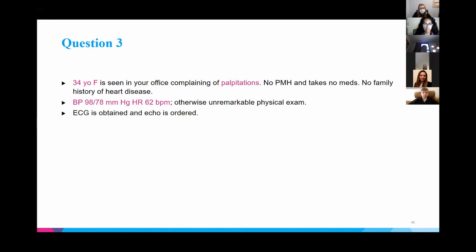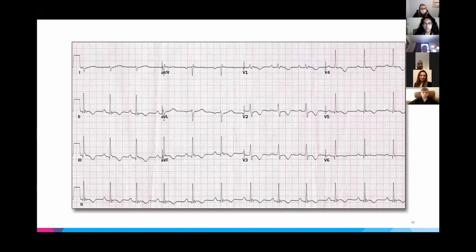And I think this is the last one I have. A 34-year-old female has palpitations, no past medical history, takes no medications, no family history of heart disease. Her blood pressure is 98/78. Her heart rate is 62, otherwise normal physical exam. So you do an EKG and you order an echo. This is her EKG.